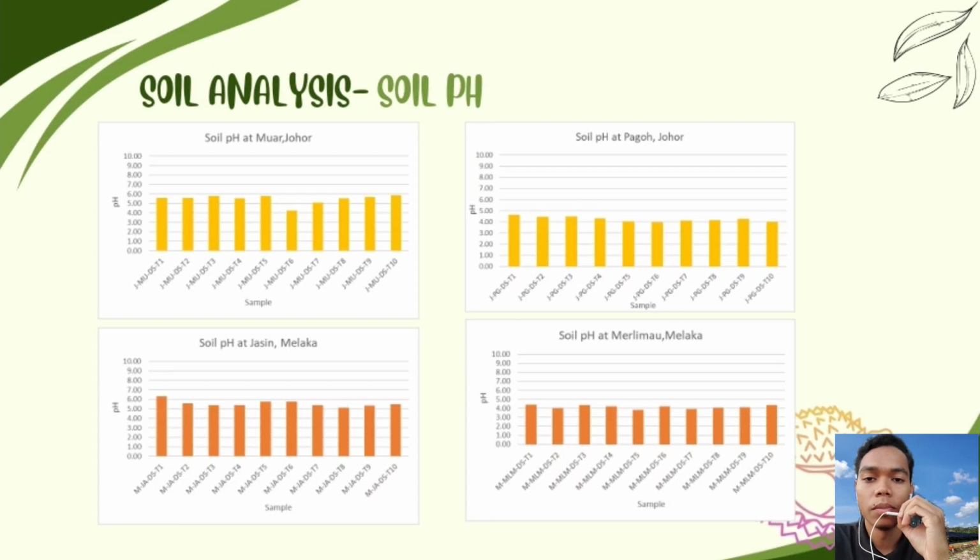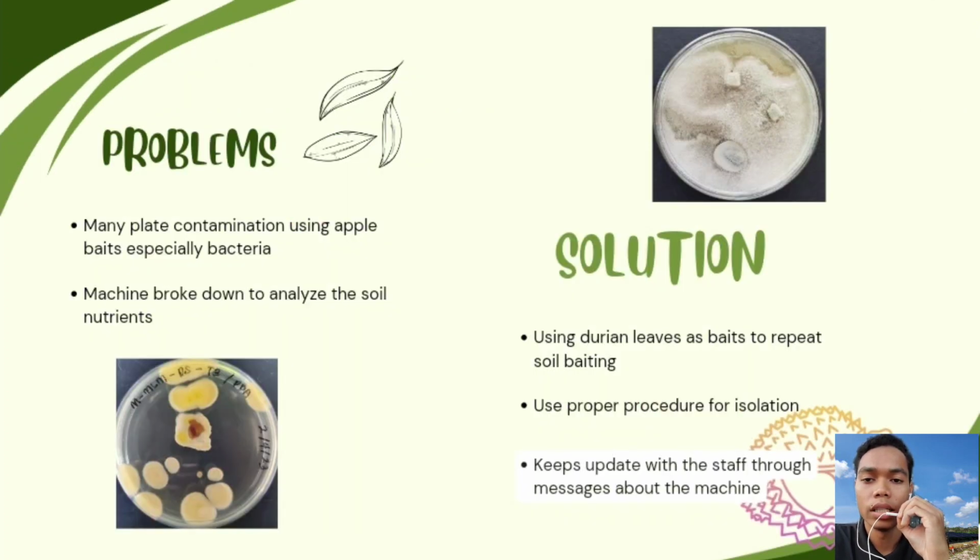There were also problems while conducting this project. For example, many plates were contaminated when using apple baits, especially with bacteria, due to not being properly dried while transferred to the agar plate. So I repeated the soil baiting method using a different bait, which is durian leaf as a host for fungi. I also applied proper procedure to avoid more contamination.